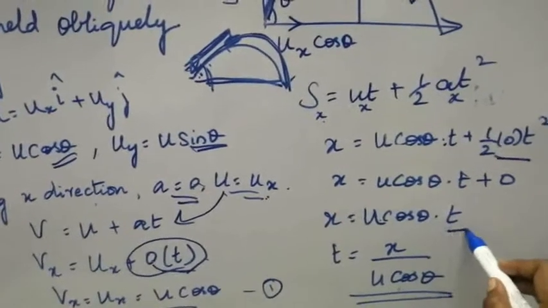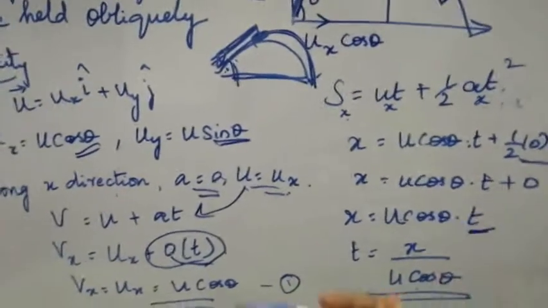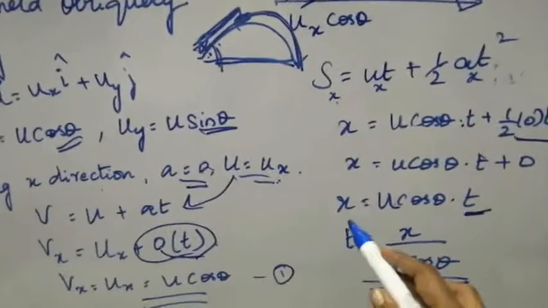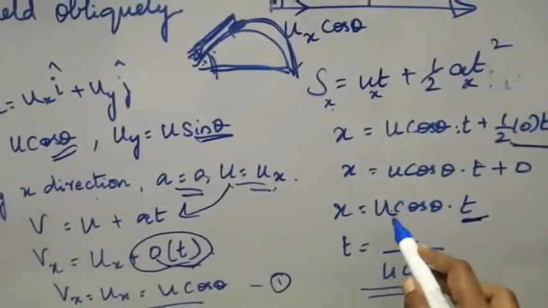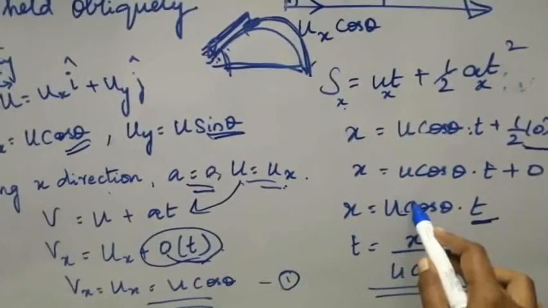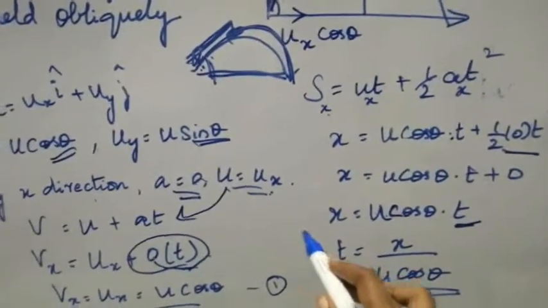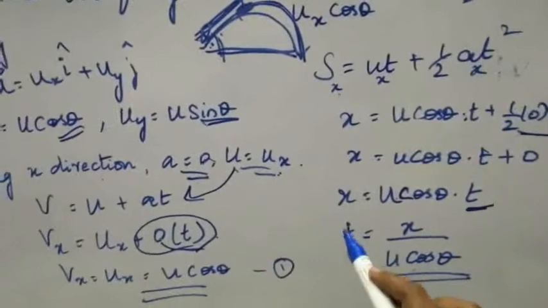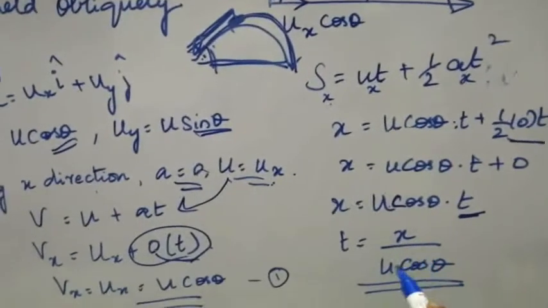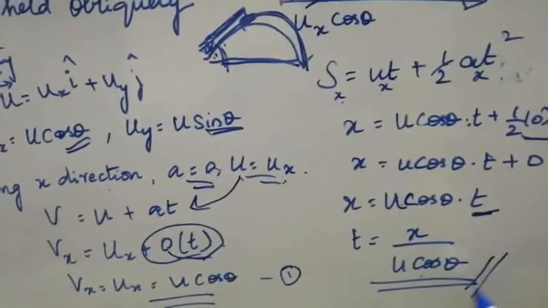From this, I am going to take only the t value, as we did in the previous case also. So t is equal to, bring this u cos theta to the other side. Here it is in multiplication with t, so if it comes to the other side, it becomes the denominator. So t is equal to x by u cos theta. This is my t value.